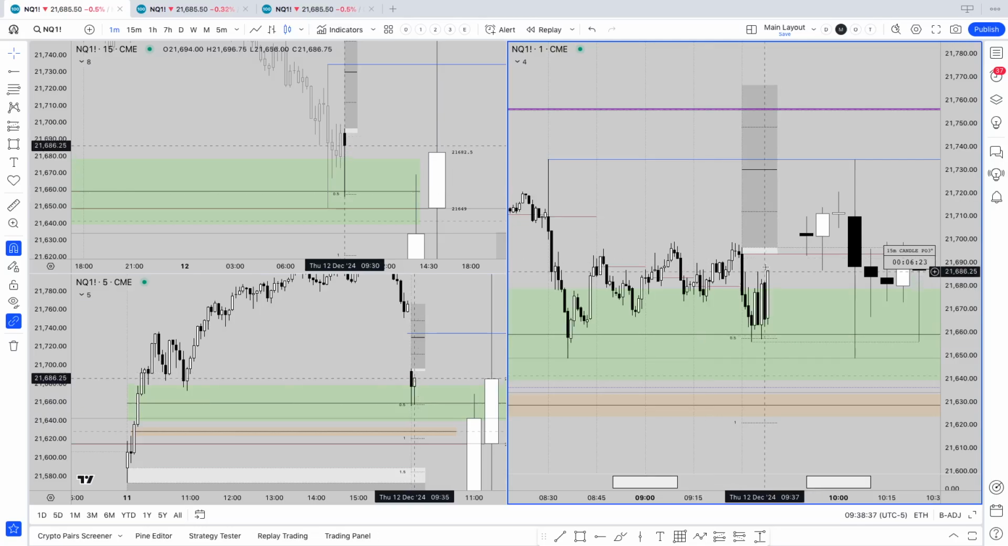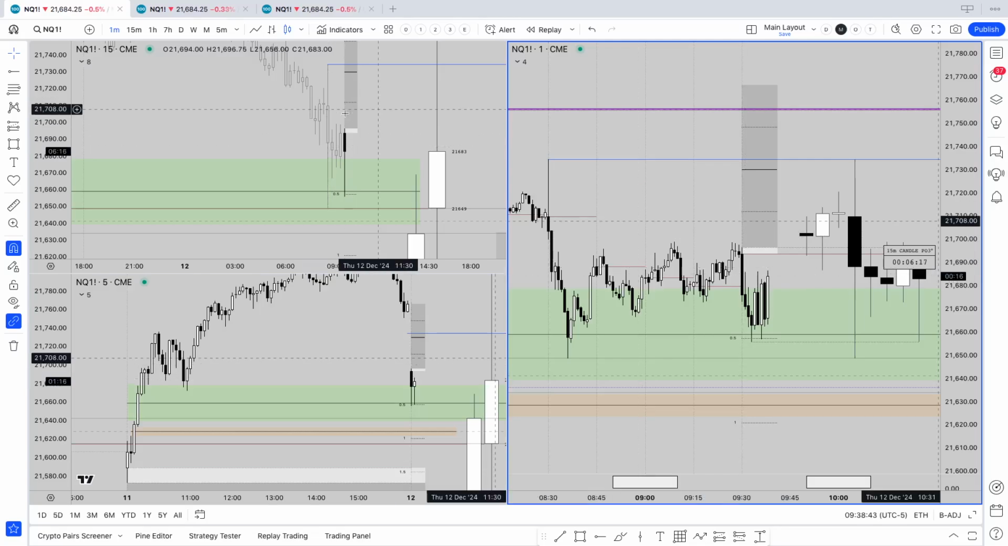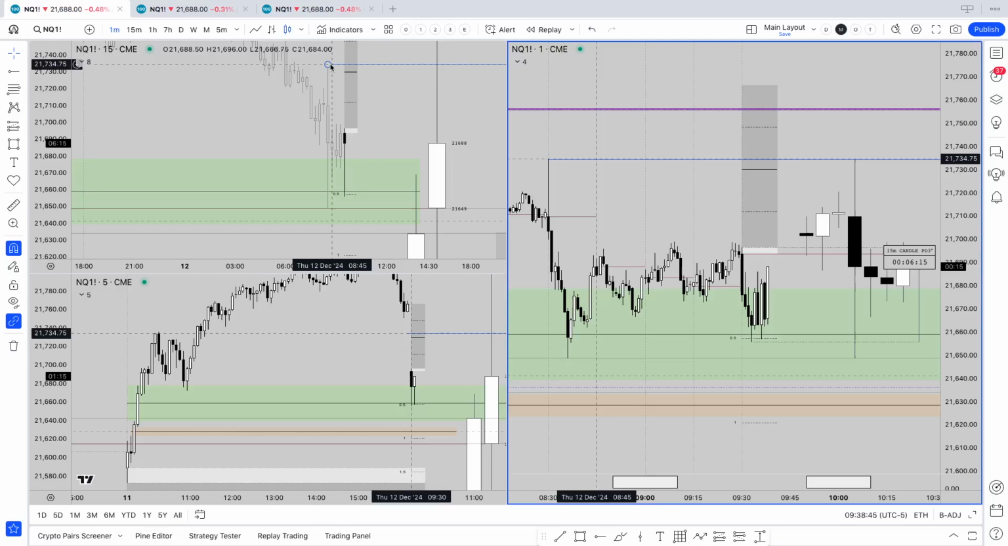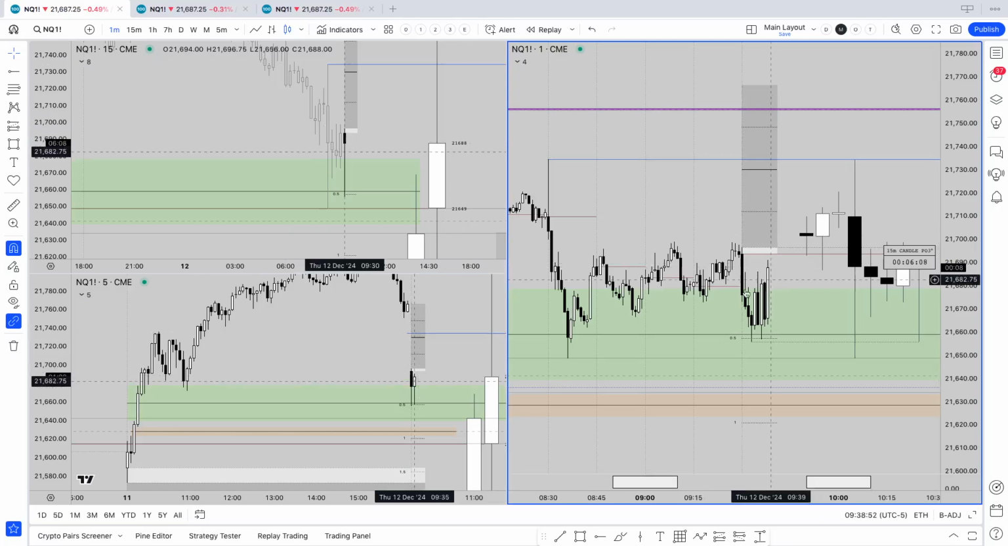Look how we are respecting perfectly here the half deviation of this gap, aligned with the consequent encroachment of the first presentation of yesterday. And then we are moving higher. So that's the reason why I don't short this specific profile, because I have buy side liquidity resting above me and I have the gap open. So trying to short this makes no sense at all. Okay.